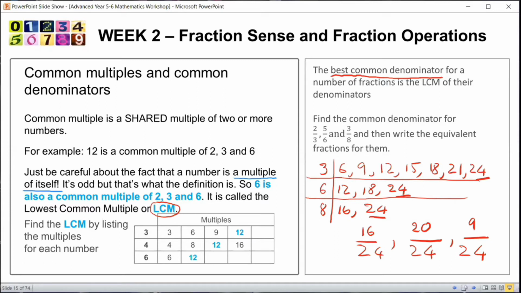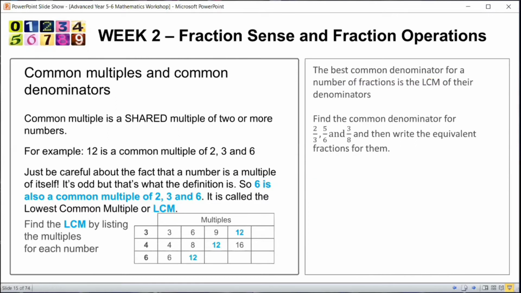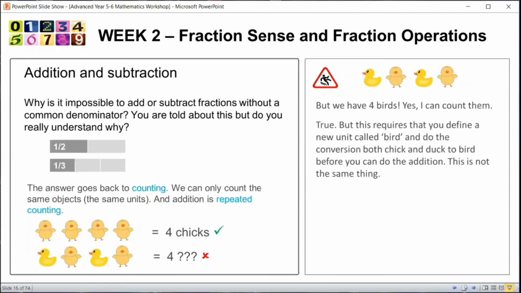So you have 3 fractions, and you make the common denominator 24, which is the LCM of 3, 6, and 8. Now, you can use 48 if you want to, but you don't want to because it becomes too big. So that's what it is. All right, now let's go to the next one.